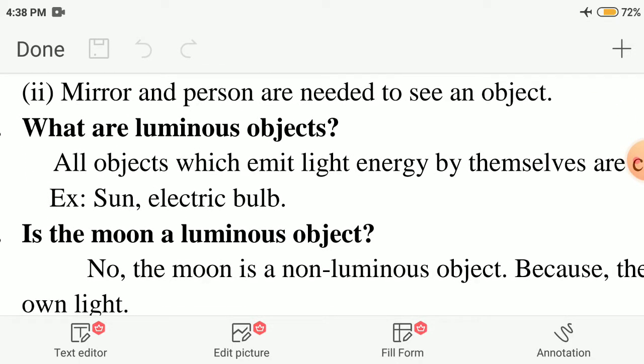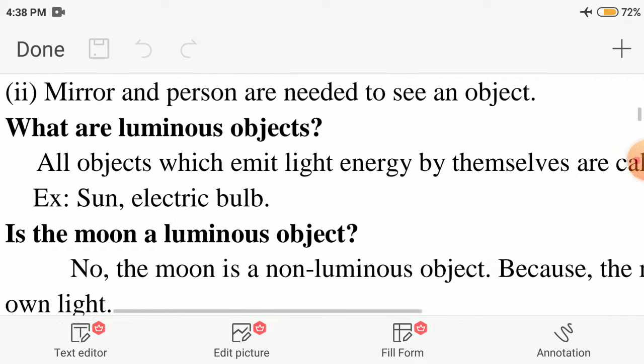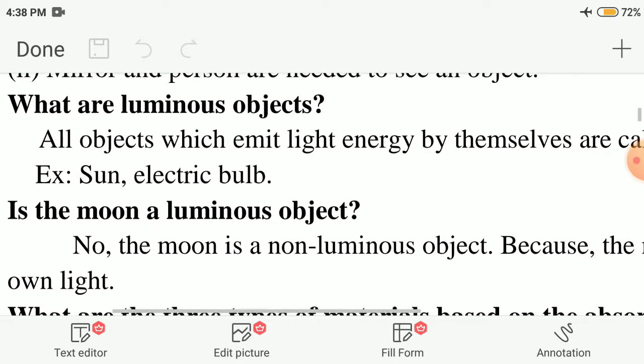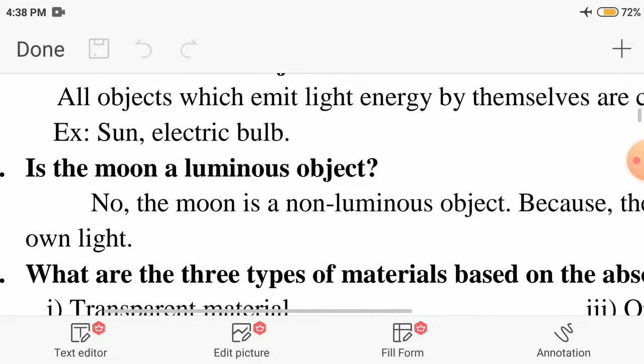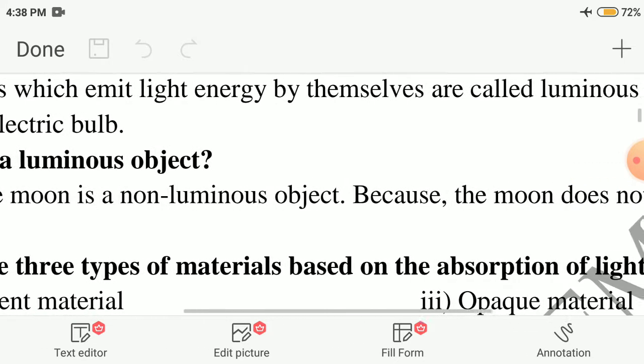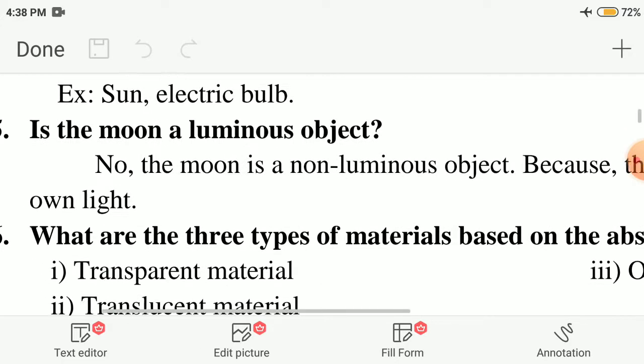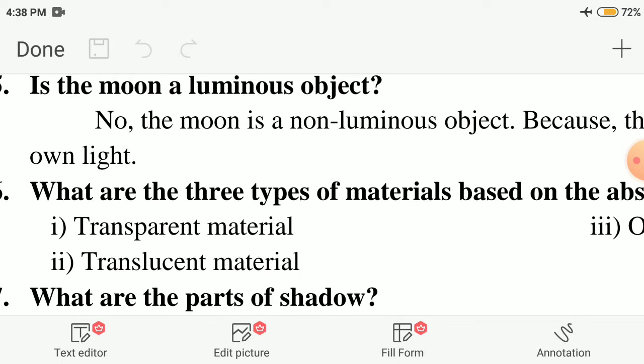What are luminous objects? All objects which emit light energy by themselves are called luminous objects. Example: sun, electric bulb. Is the moon a luminous object? No. The moon is a non-luminous object because the moon does not produce its own light. How does the moon give light? The moon gets light from the sun and only reflects the light.